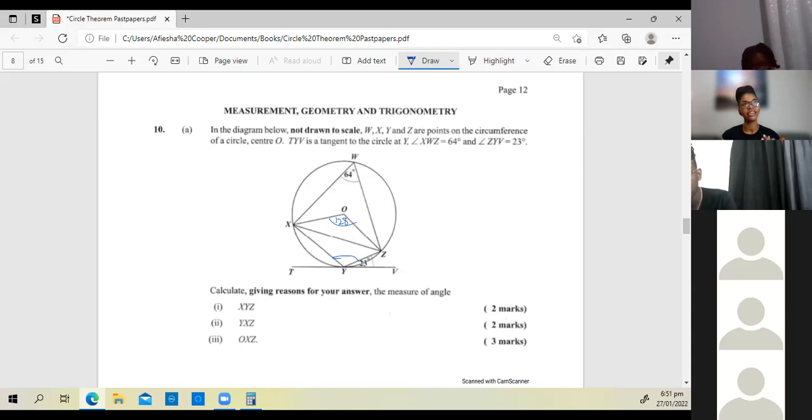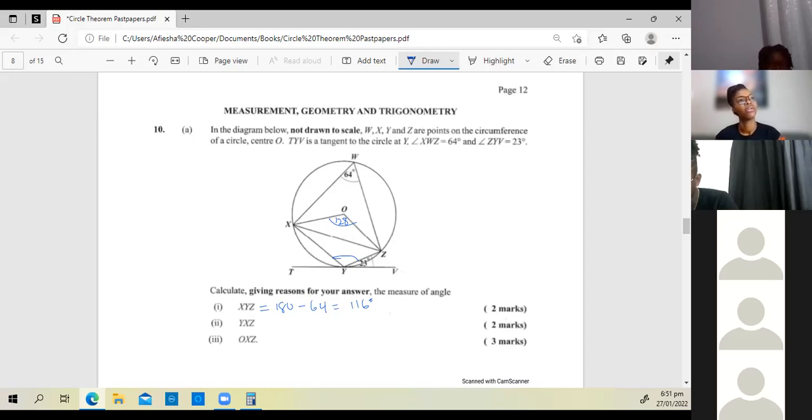116 is the answer. You all see the cyclic quadrilateral XWZY. So 64 will be opposite Y, giving us 180 minus 64, 116. Yeah, cyclic quadrilateral. Miss, I didn't see that. Miss, but my working was valid though, would I still get marks? Oh yeah, you get 2 marks. Okay.